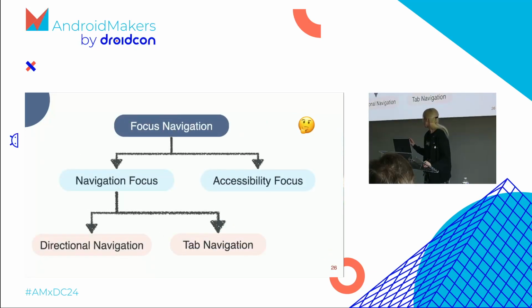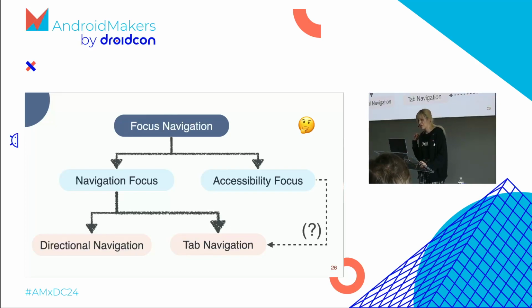So to sum up, we have the navigation focus and accessibility focus that are variants of the focus navigation. And when you want to handle navigation focus, you need to take care of both the directional one and the tab one. And apparently, accessibility focus would be some kind of tab navigation, but I'm not sure about that one, so please come talk to me if you know better.